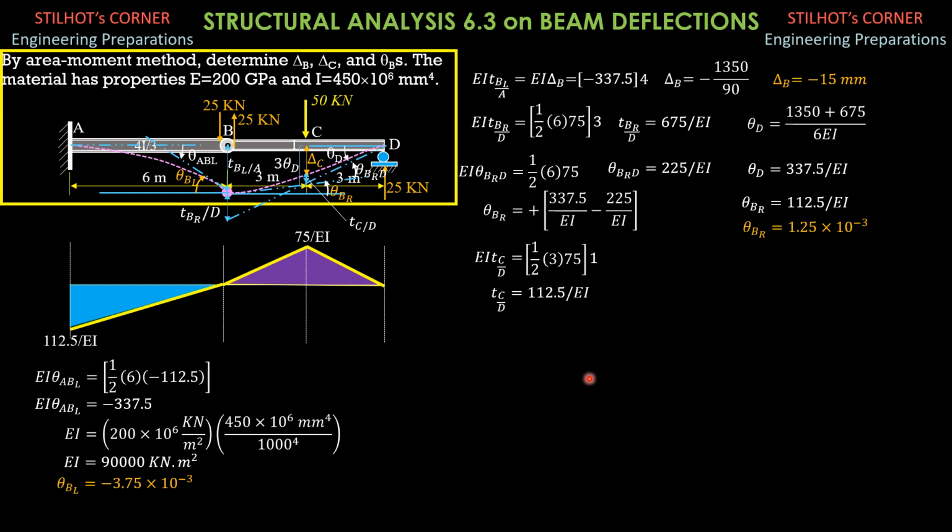And again, the shortcut to computing delta C in mm is we just treat EI as 90 instead of 90,000. Anyway, we still multiply by 1,000 to convert it to mm. So delta C is negative 900 over 90, and that is negative 10 mm. So that's it for this video.